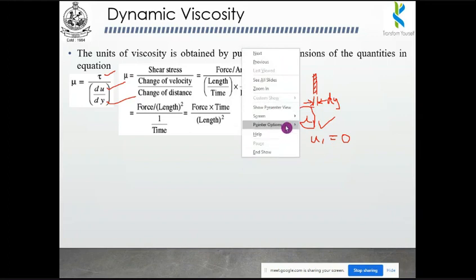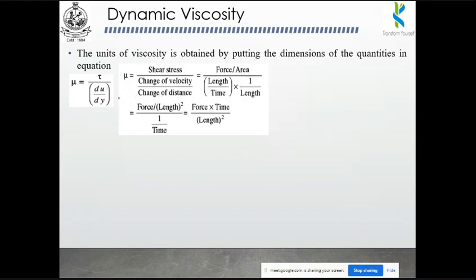Okay, just a minute. For the expansion of this formula, dynamic viscosity is equal to shear stress divided by change in velocity divided by change of distance. What is the formula for shear stress? It is force divided by area. This area is the surface area of the two surfaces. I already told you that this distance is dy, and area is the area of these two surfaces.